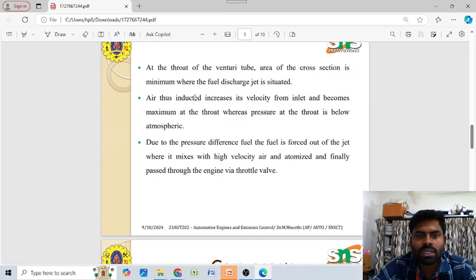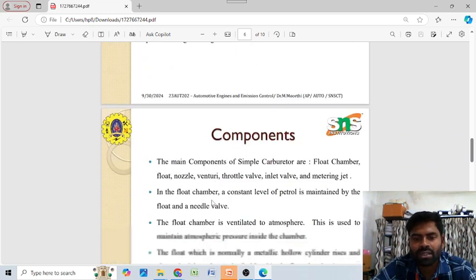At the throat of a venturi tube, the area of cross section is minimum, where the fuel discharge jet is situated. The air thus inducted increases its velocity from the inlet and becomes maximum at the throat, whereas the pressure at the throat is below atmosphere. Due to the pressure difference, the fuel is forced out of the jet, where it mixes with high velocity air, is atomized, and finally passes through the throttle valve to the engine.